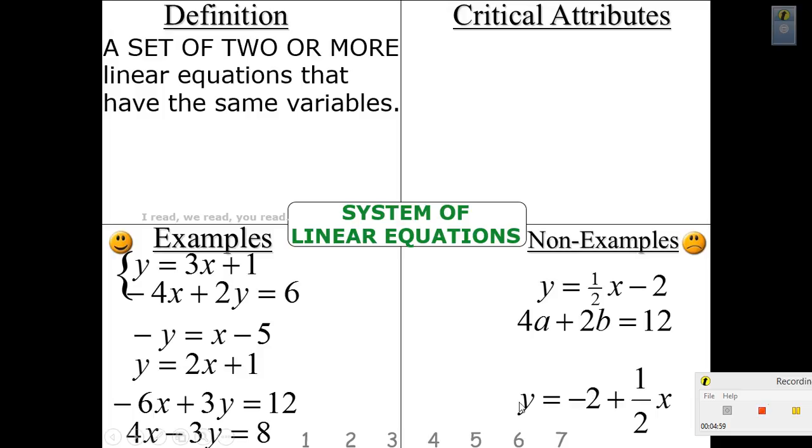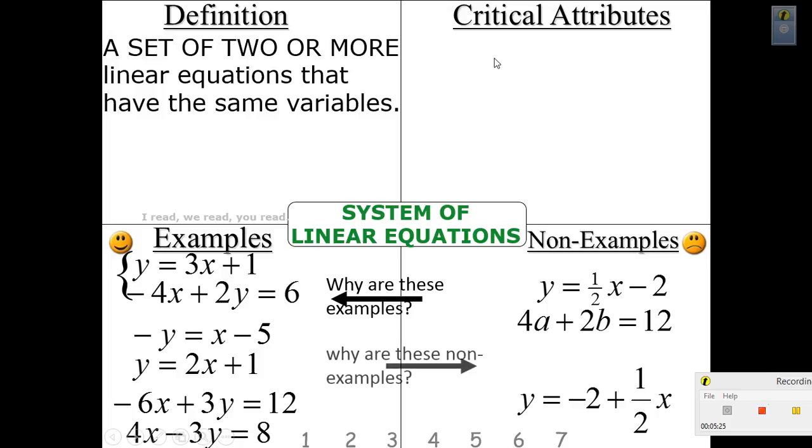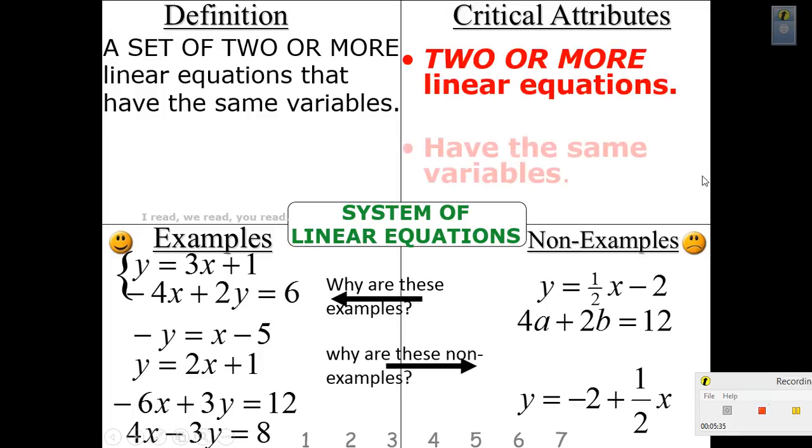Boss, why is this not a linear equation? It doesn't have two or more what? It doesn't have two or more linear equations. That is correct. Everyone understand? So therefore, now that we know what these are, what is the most important thing to remember about systems? That they are what? Very good. Write those down, please.